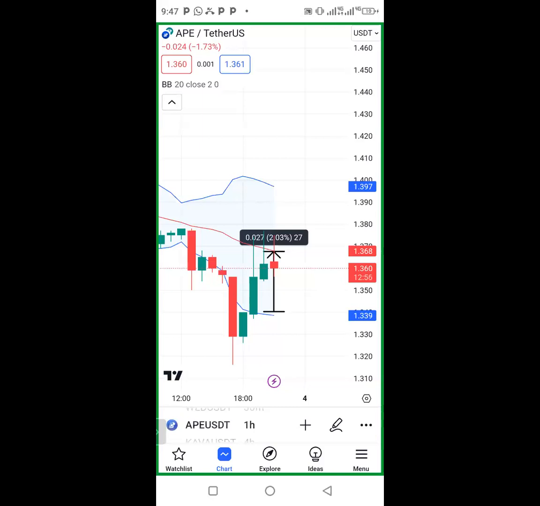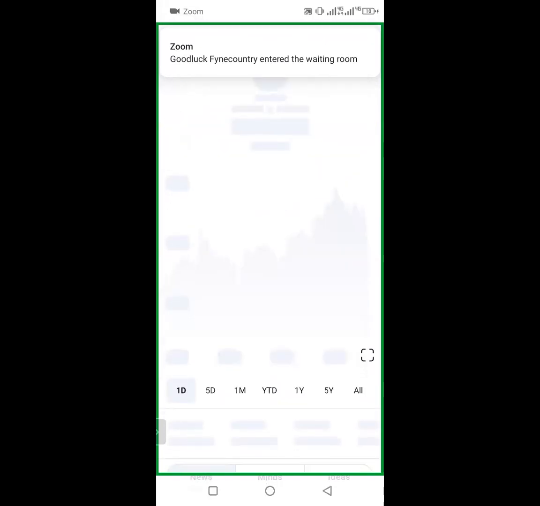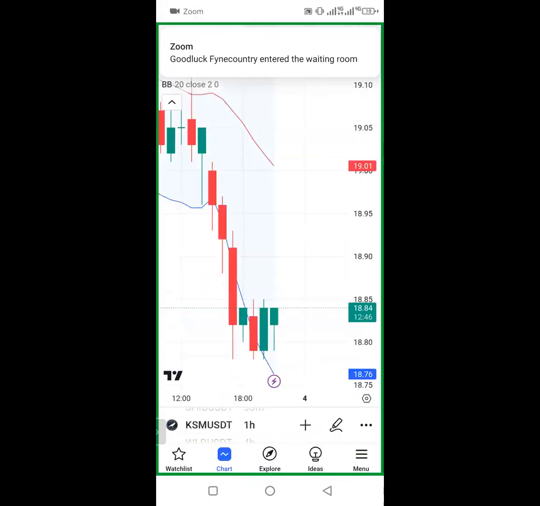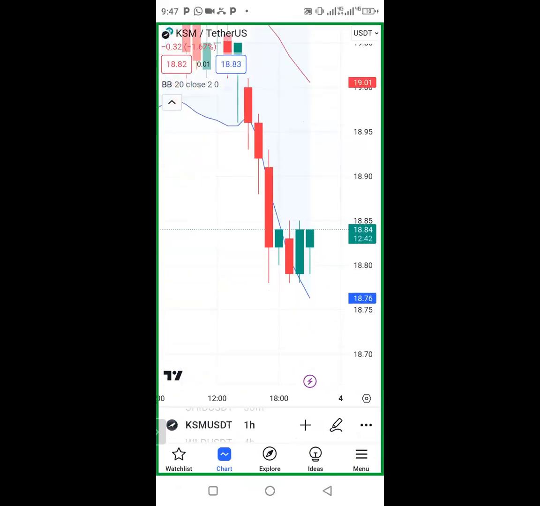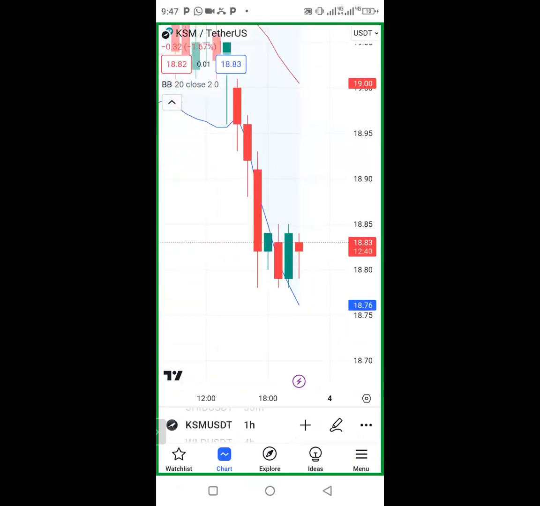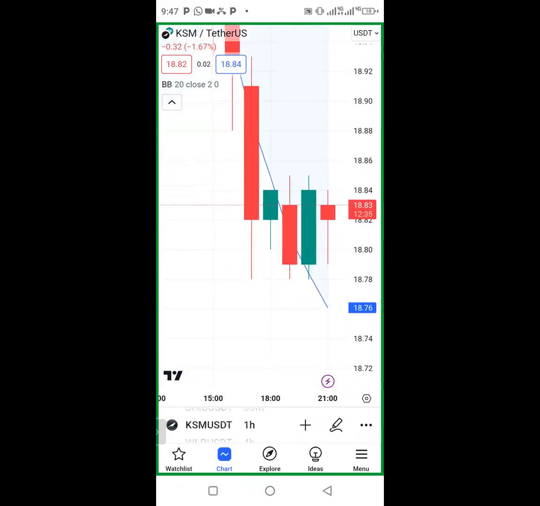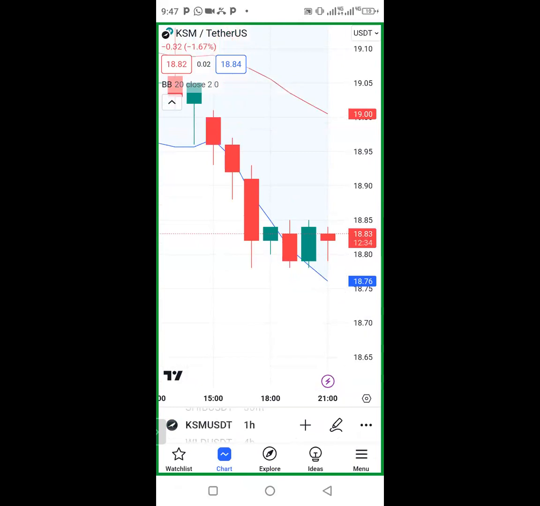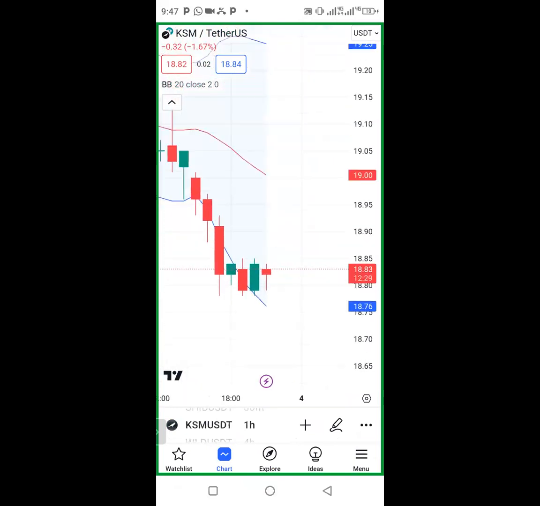That's another example. And I think the last example, KSM 1 hour. Let's go and check KSM 1 hour. Now, see this one? Most part of the body of the candle has closed, although some part is still in. I said the best of the best is the one where all the body of the candle is outside.